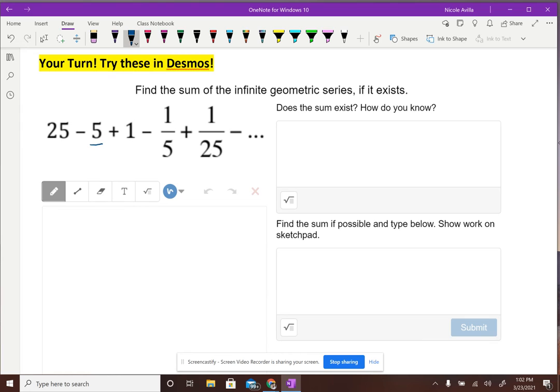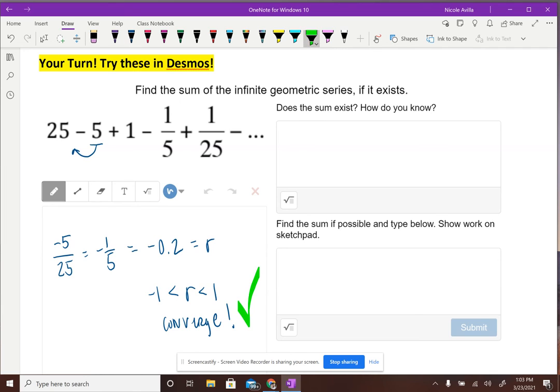So in this case, if I wanted to determine my ratio, I could do -5 over 20. So that'd be like a -1/5. Some people prefer to work in decimals, so you could say a -0.2. But regardless, that's my ratio. Since my ratio is between -1 and 1, I could say that this is going to converge. And again, I get the green light now to do my infinite sum.